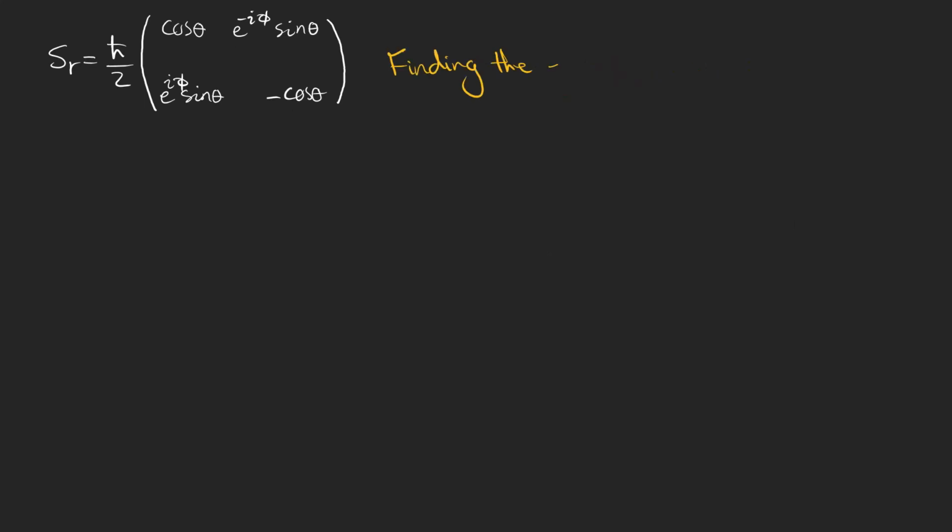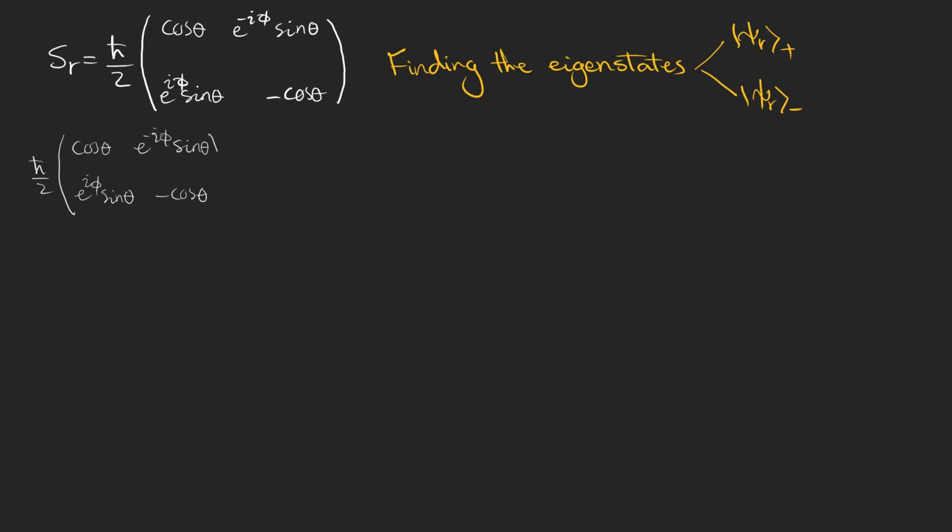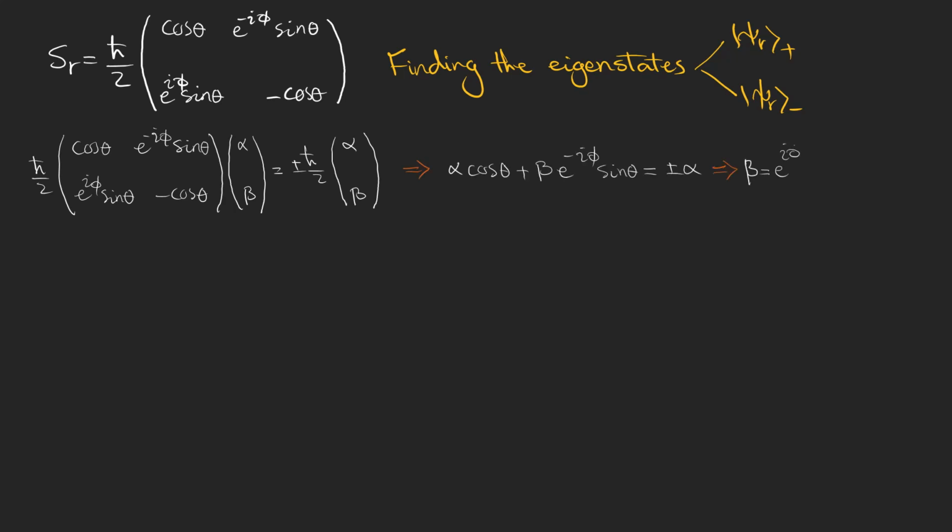Now we are going to find the eigenstates for the two eigenvalues. Let's call them psi r plus and psi r minus. We choose an arbitrary column matrix with elements alpha and beta, and we want to find a relation between them so we can find our desired eigenspinors. The first line gives this. And now we have a relation that relates beta and alpha.